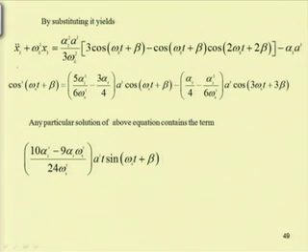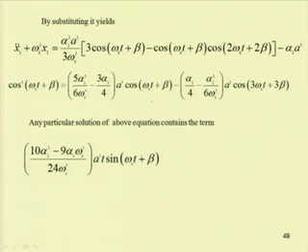in this form: x 3 double dot plus omega 0 square x 3 equal to alpha 2 square a q by 3 omega 0 square into cos 3 cos omega 0 t plus beta minus cos omega 0 t plus beta into cos 2 omega 0 t plus 2 beta minus alpha 3 a q cos q omega 0 t plus beta, so these terms.